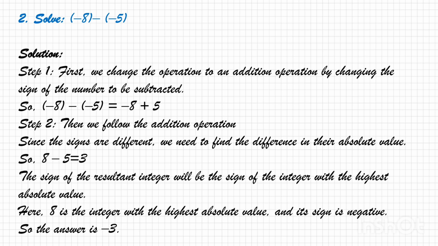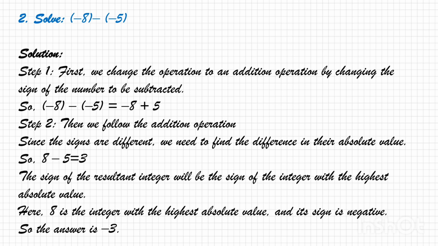Solve -8 minus -5. Solution. Step 1. First we change the operation into an addition operation by changing the sign of the number to be subtracted. So -8 minus -5 is equal to -8 plus 5.